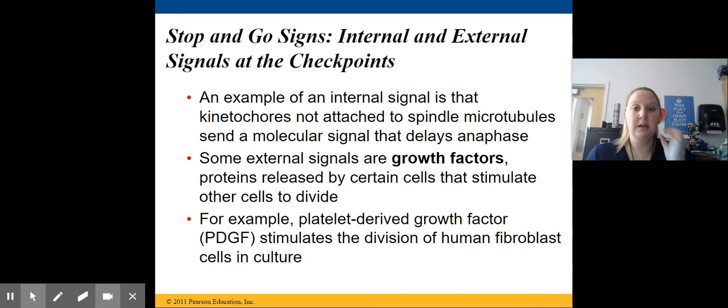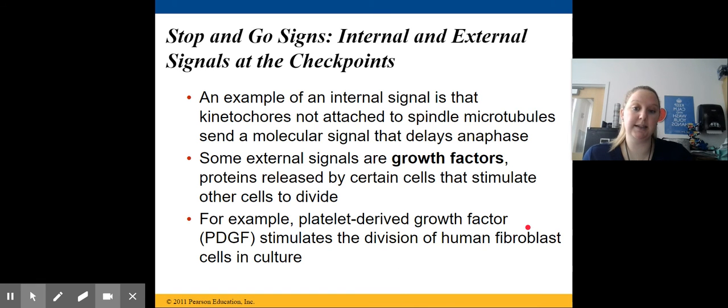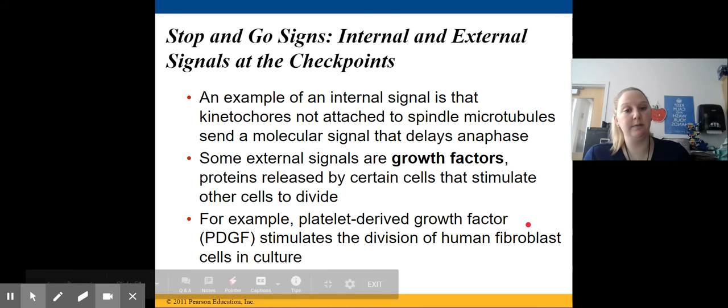Some external signals are growth factors, and these are proteins that are released by certain cells that stimulate the division of other cells around them. An example of this is platelet-derived growth factor. This stimulates the division of fibroblast cells in human cells, specifically in culture.